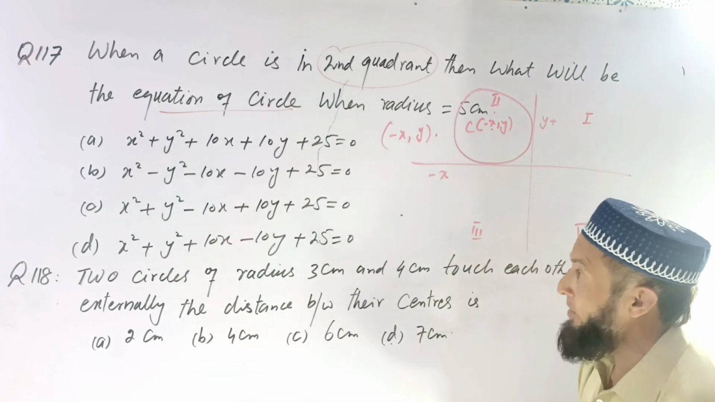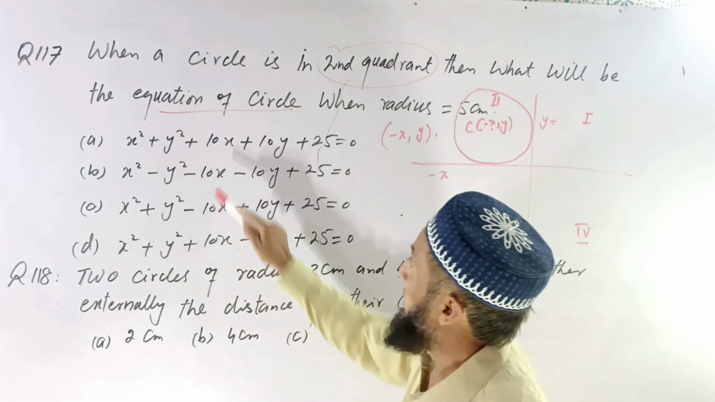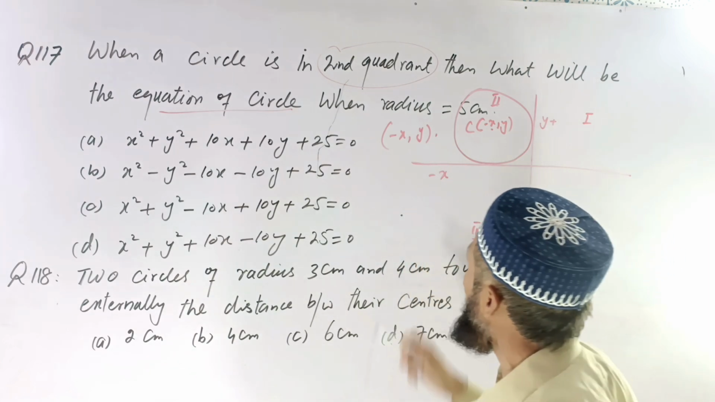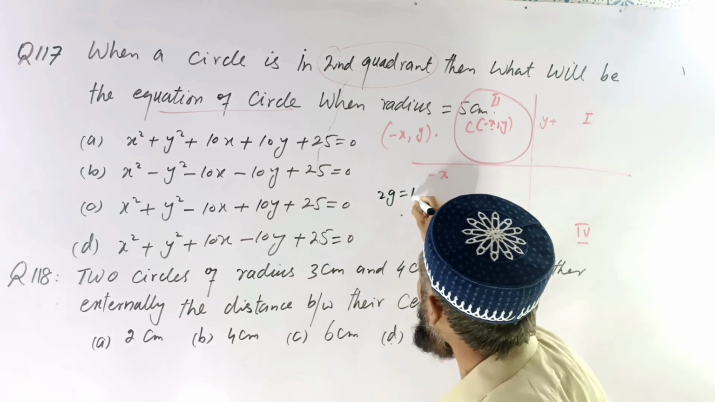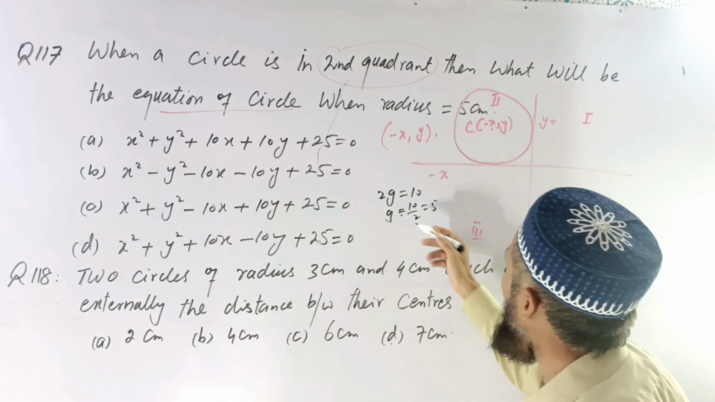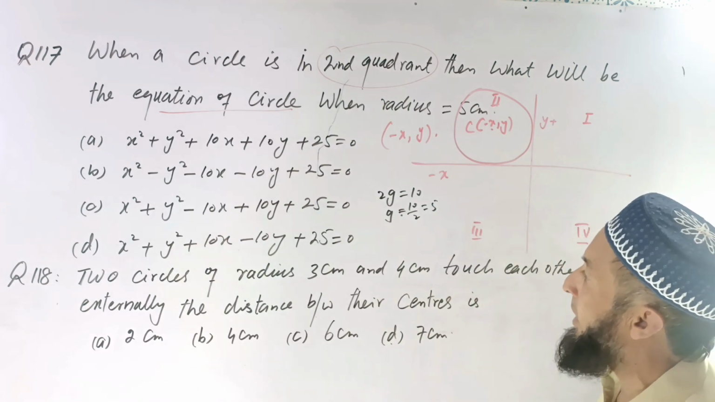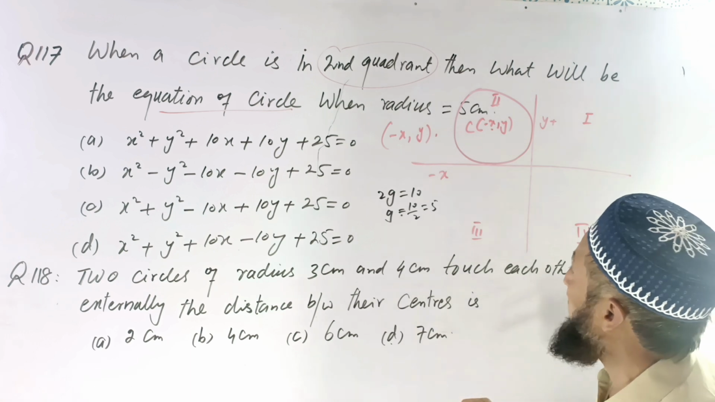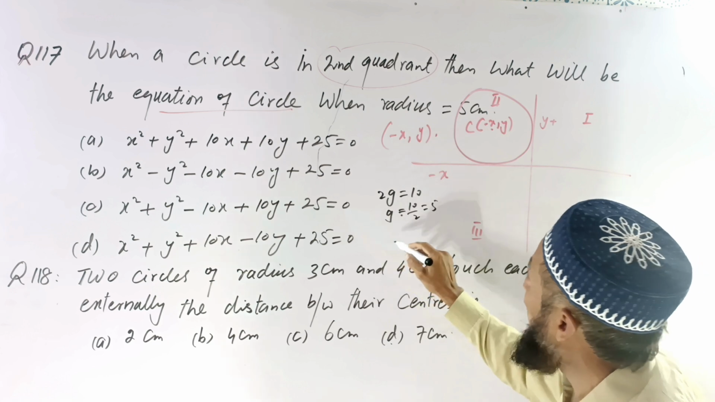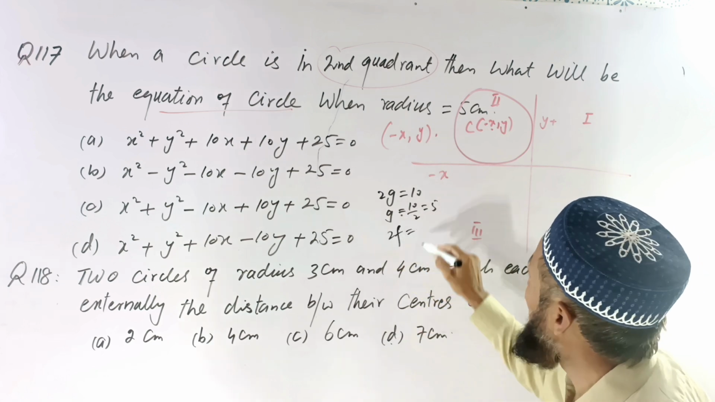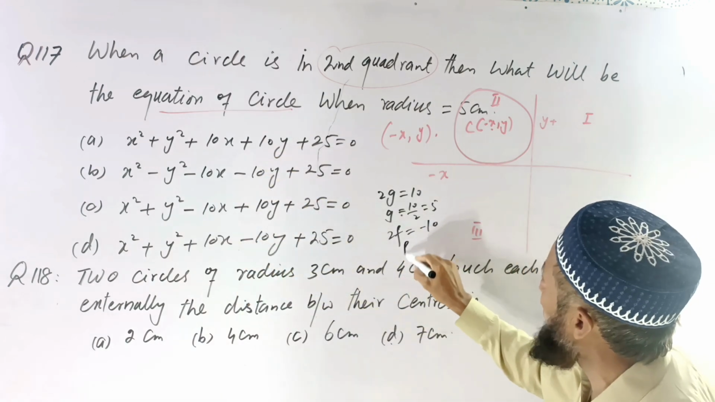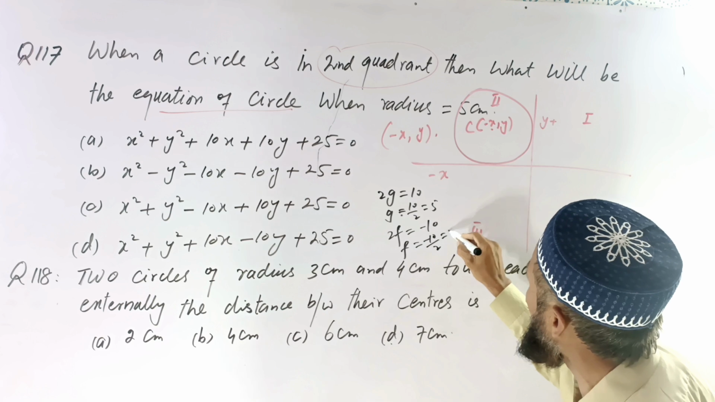So look here, 2g is equal to 10, and here g is equal to 10 divided by 2, which is equal to 5. Similarly, 2f is equal to minus 10, so f is equal to minus 10 divided by 2, which is equal to minus 5.